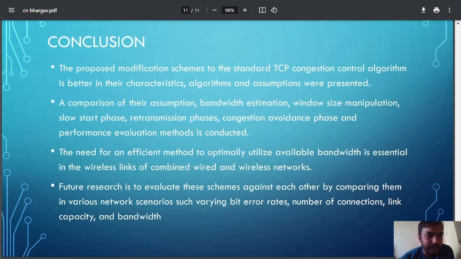Conclusion. The proposed modification schemes to the standard TCP congestion control algorithm were presented, with their characteristics, algorithms, and assumptions. A comparison of their assumptions, bandwidth estimation, window size manipulation, slow start phase, retransmission phase, congestion avoidance phase, and performance evaluation methods is conducted. The need for an efficient method to optimally utilize available bandwidth is essential in the wireless links of combined wired and wireless networks. Future research is to evaluate these schemes against each other by comparing them in various network scenarios such as varying bit errors, number of connections, link capacity, and bandwidth.